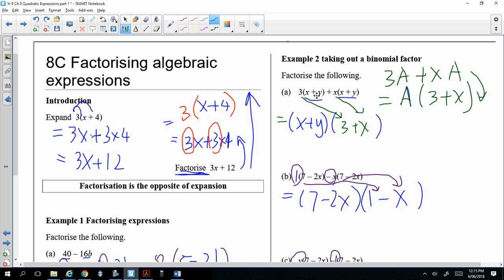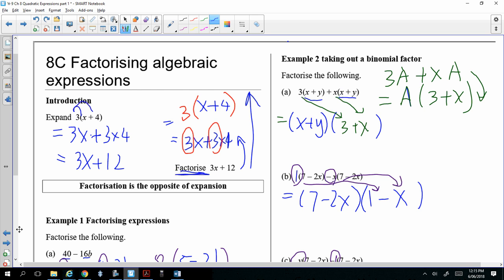Now, instead of a, I could replace it by x plus y, which I could take out as a common factor. Because it's a common factor, x plus y, then you could open bracket, 3 plus x, like we did here. So, when we take out a common factor, it's not limited to one term. If 2 terms are common, I could take that out as well. Does that make sense?